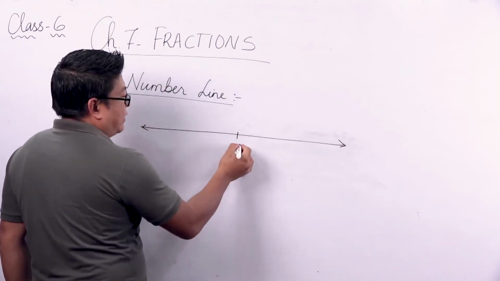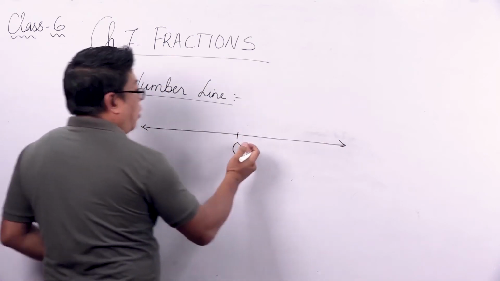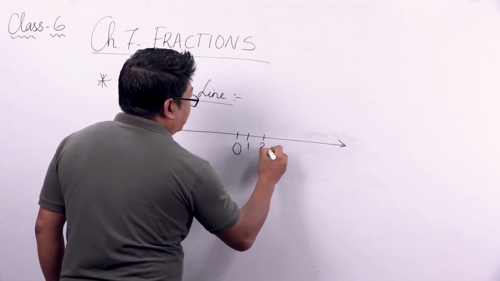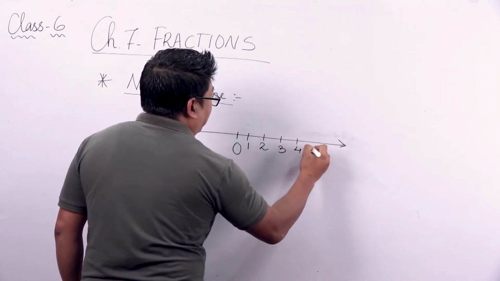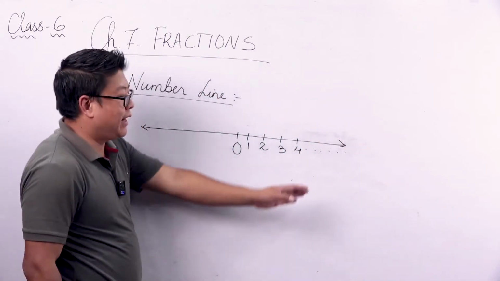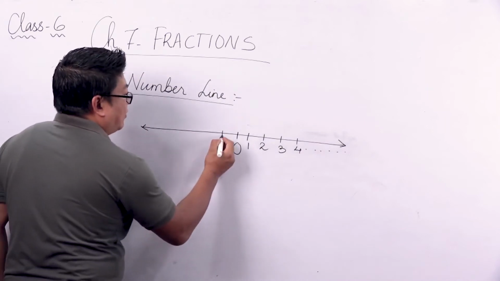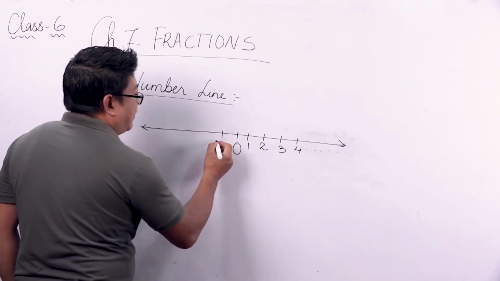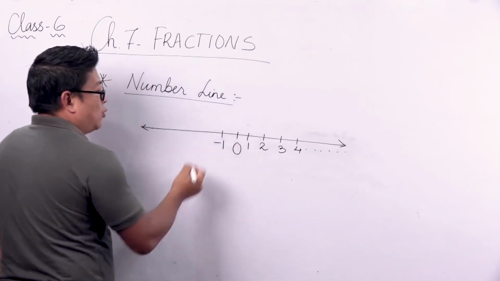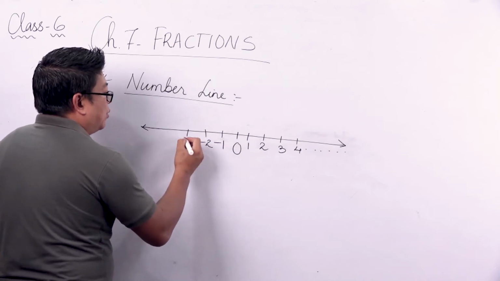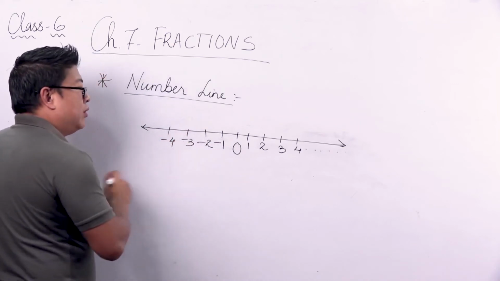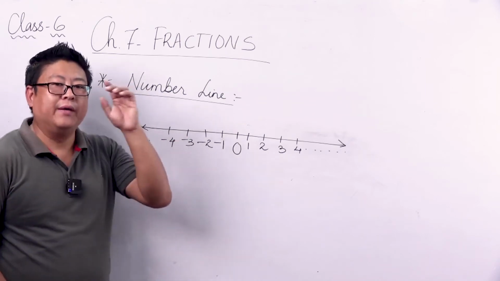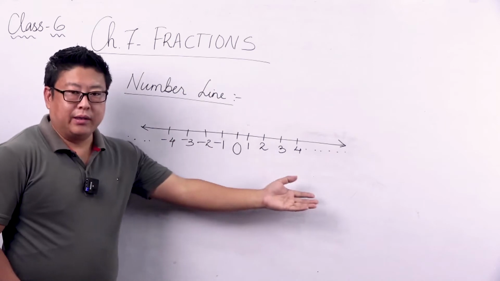And I'll mark the center as 0. On the right side, you will get 1, 2, 3, 4, 5, 6, 7, 8, 9. It will go on. On the right side is your plus numbers, positive numbers. On the left side, you'll get negative numbers with minus. Minus 1, minus 2, minus 3, minus 4, and so on. It will go on till infinity. You cannot count how long it will go, okay? It depends on what you need, how much you need.